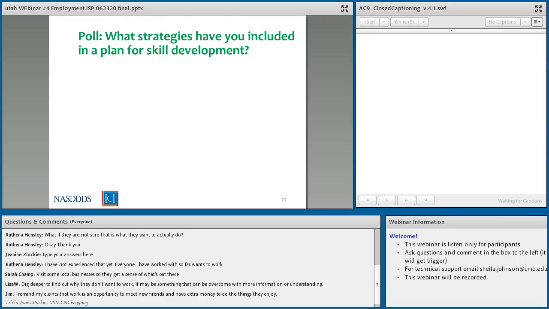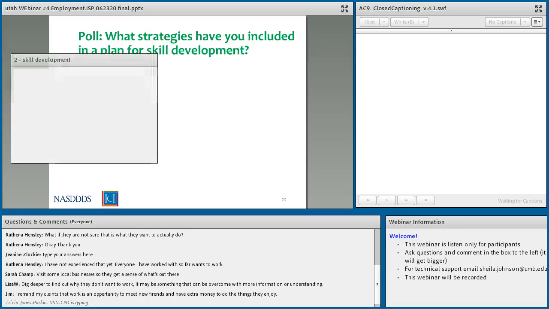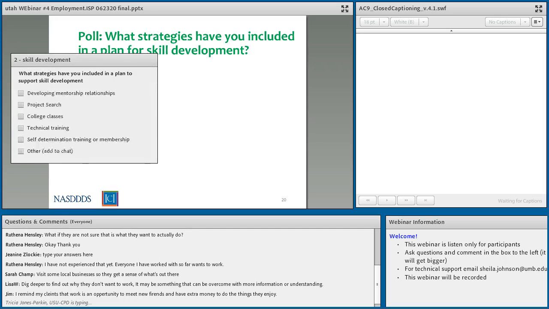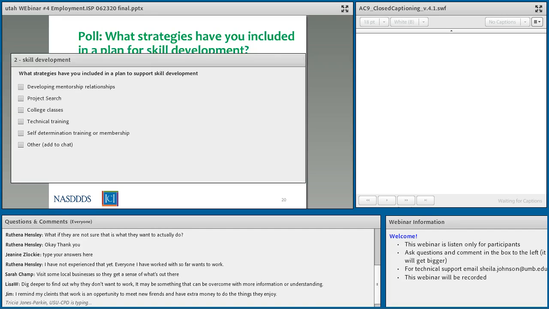How about that skill development piece? This relates to people who are currently working and want to change, in addition to people who may be just looking for a job or thinking about work. Are there particular ways that you focused on skill development as a particular area? That might be mentorship relationships, Project SEARCH if it's active in Utah, college classes, other kinds of technical training, art classes. I'll have an example of that in a second.